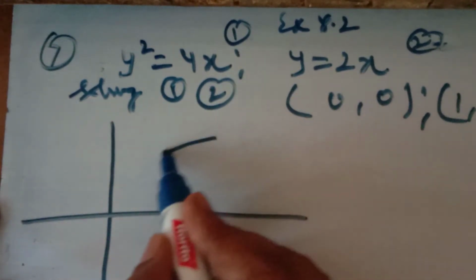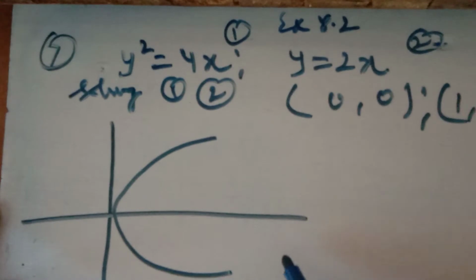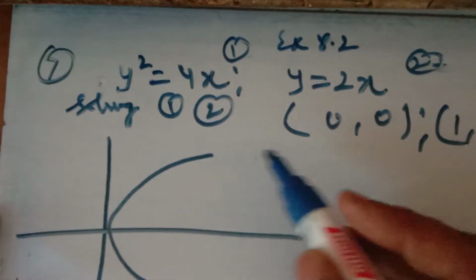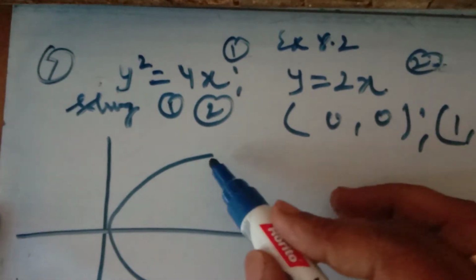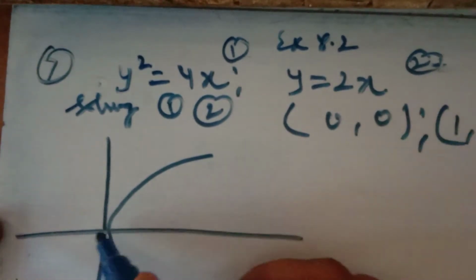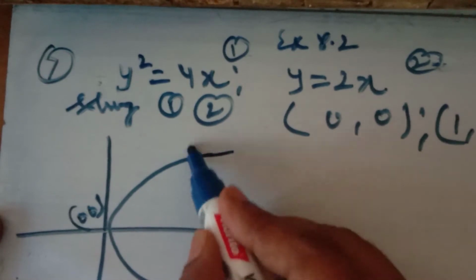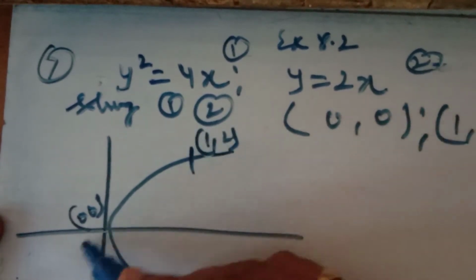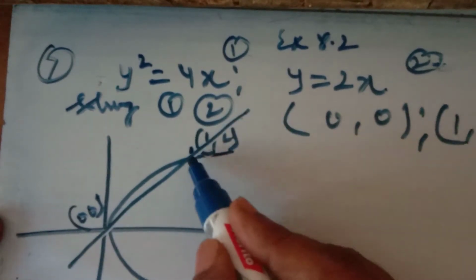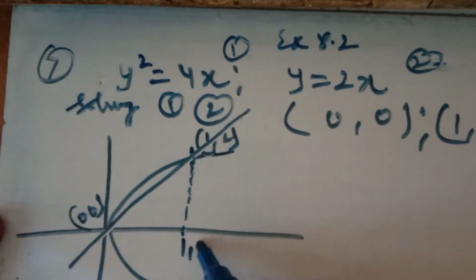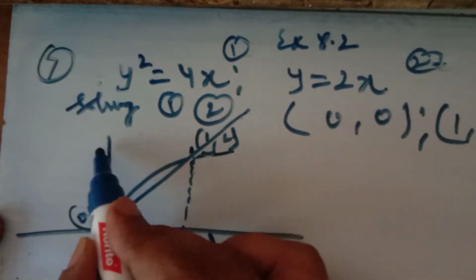So this is y squared is equal to 4x. You take some figure of a parabola, and the line passes through the intersection (0, 0), and the other point of intersection is (1, 2). If you join this straight line, you will get this, and this point is (1, 0). This is (1, 2).